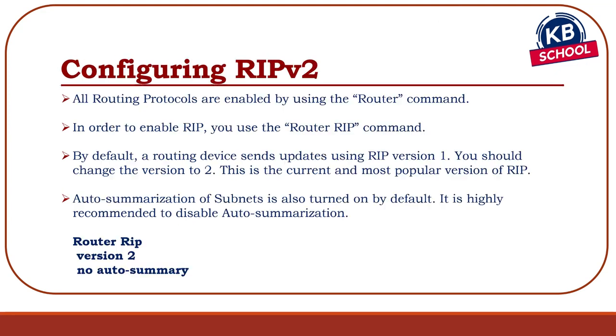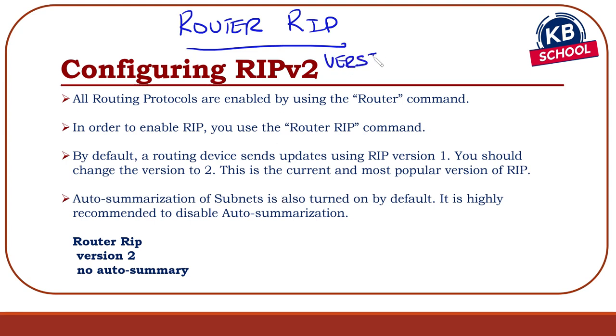Just like on a router, you use the router command to enable any of the dynamic routing protocols, including RIP. If you want to run RIP, just like on a router, router rip. The more popular version of RIP, version 2, you need to enable it. By default, it sends and receives version 1. So version 2, I want to run that.